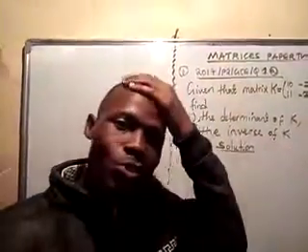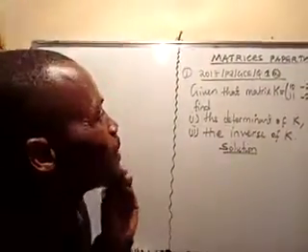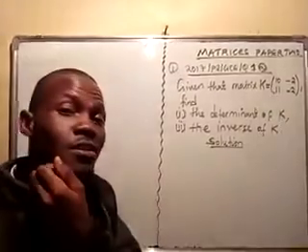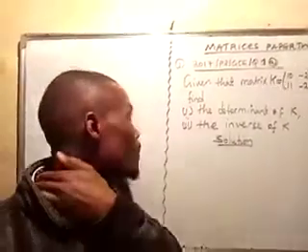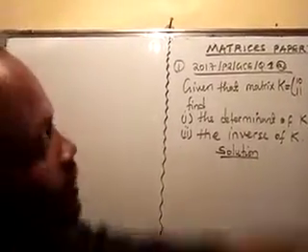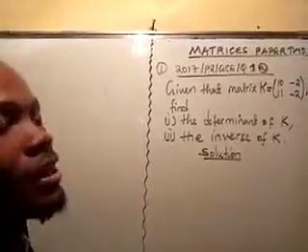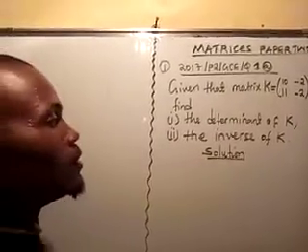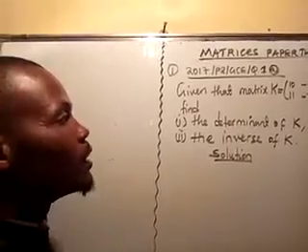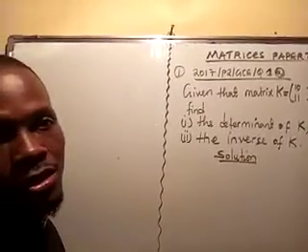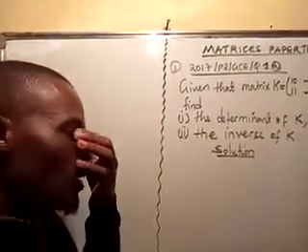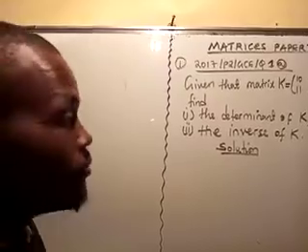Today's lesson is on matrices, and we concentrate much on paper 2, where we are looking at 2017 paper 2 GCE question 1A. The question states, given that matrix K is 10, negative 2, 11, negative 2, find the determinant of K, find the inverse of K. Matrices in paper 2 usually have 4 marks. 2 marks on determinant and 2 marks on the inverse.